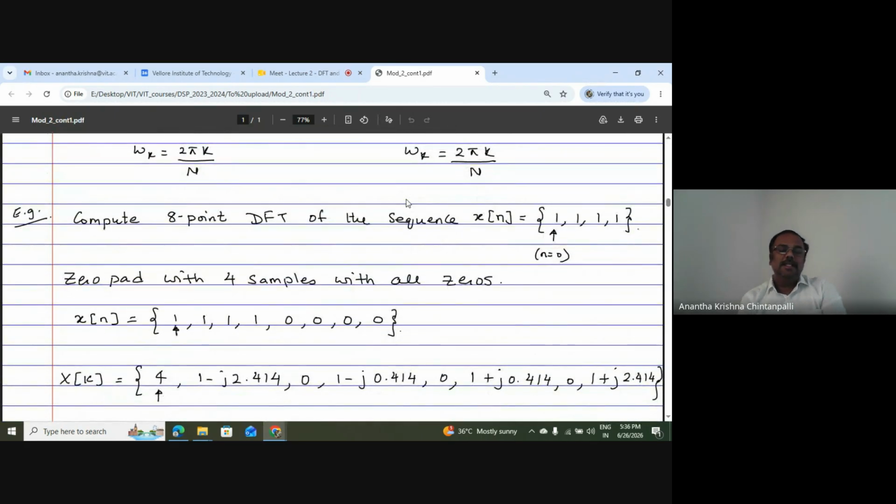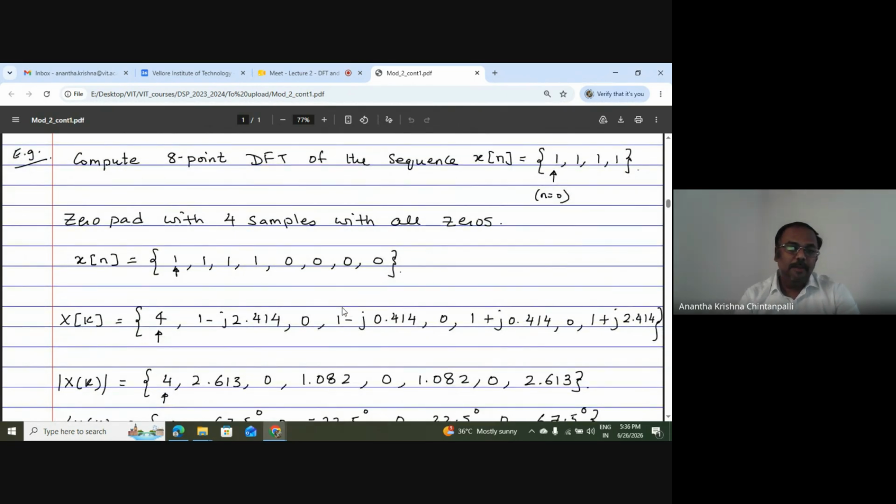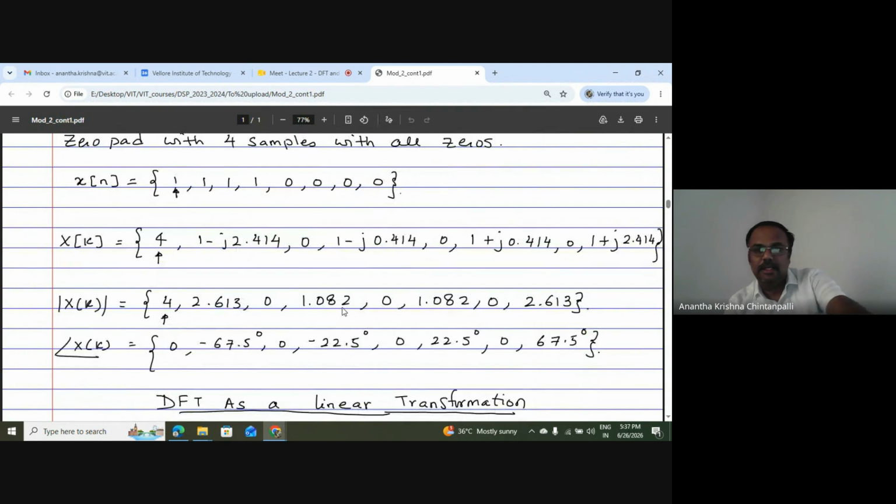Now, as an exercise, I want you to compute an 8-point DFT of the sequence x of n is 1 1 1 1, four ones, starting at n equal to 0. Since it's an 8-point DFT but there are only 4 values, you append 4 zeros at the end. So 1 1 1 1, 4 zeros. Then you can compute X of k, your magnitude, and the angle. These are the answers which are given.